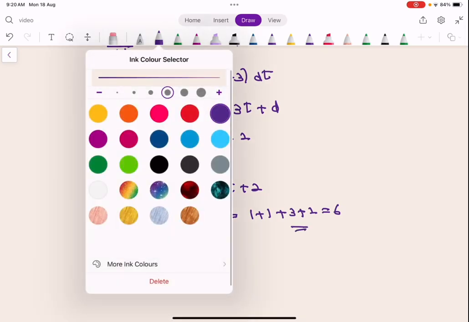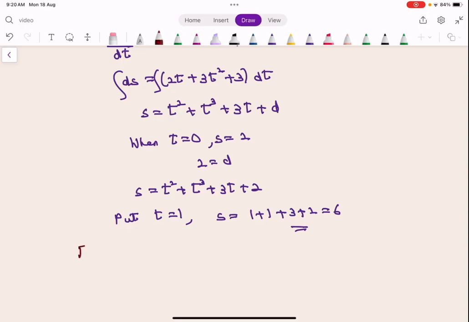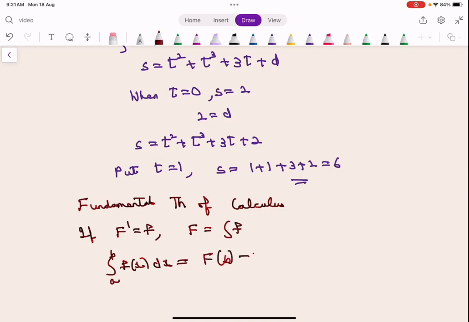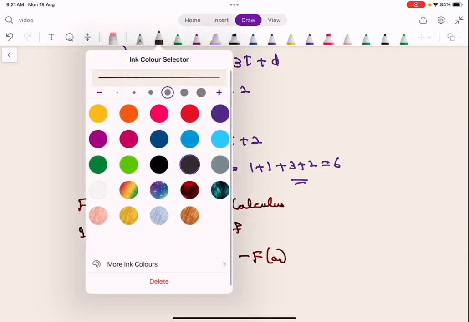Okay, now that comes to the end of anti-differentiation. I will just introduce the fundamental theorem of calculus, and this is the basis of definite integrals, which we will do in the next session. So if derivative of F equal to f, small f, capital F will be equal to integral of f, and integral a to b of f(x) dx will be upper limit, that is F of b, minus lower limit, that is F of a. So this is the fundamental theorem of calculus.